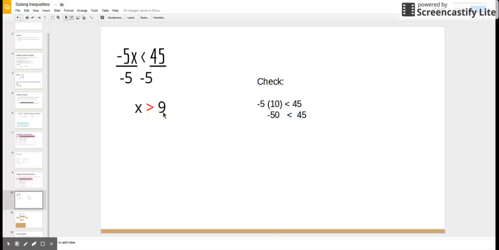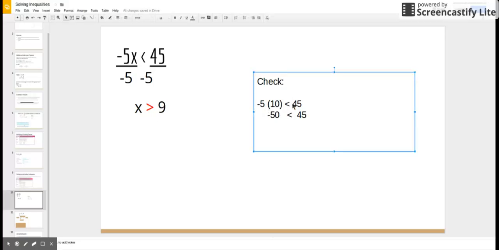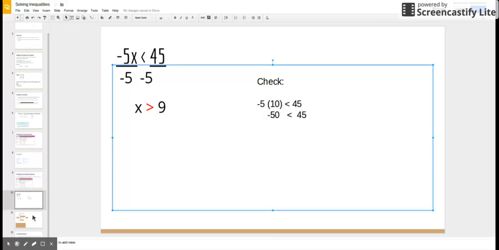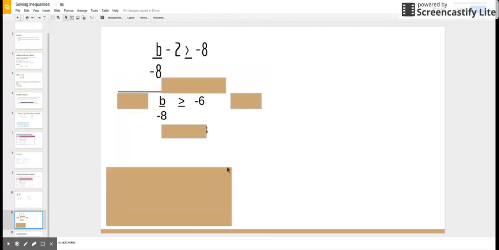And if you don't believe me, you can just check. So what's a number greater than 9? I'm going to use 10. Negative 5 times 10 is less than 45. And negative 5 times 10 is negative 50, is less than 45. Your answer checks out.